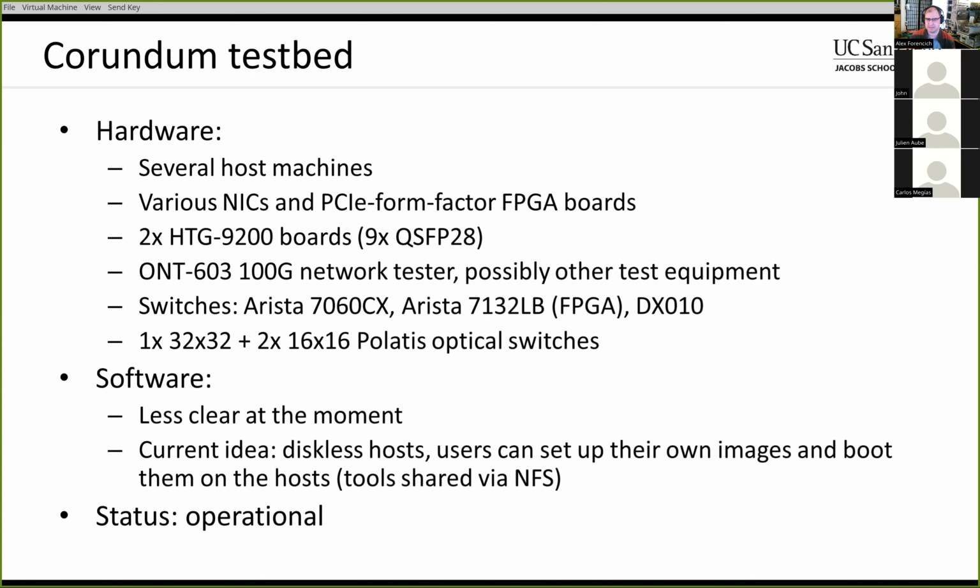I also got both of the Arista switches that I have connected as well. I have an Arista 7060CX 32 port 100 gig switch, and also the 7132LB that Arista sent me. That's the FPGA based switch. So those are both plugged into the management network, and I plugged a couple ports into the optical switch. I'm realizing though that a 32 by 32 switch is not actually big enough, although most of the ports are currently taken up by the HiTech Global FPGA boards.